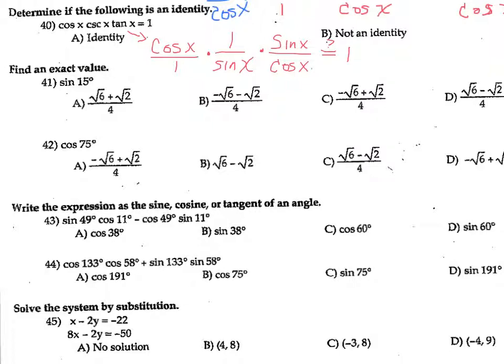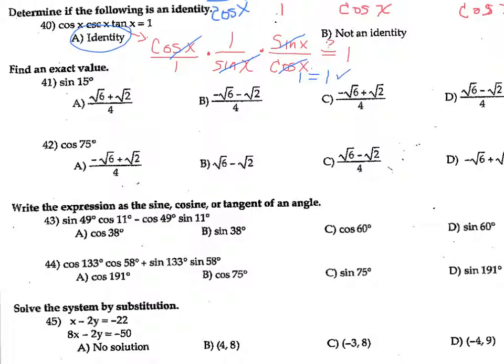What can you do on the left side? Can you simplify that a little? Yes, we can cancel out what? The sine with the sine and the cosine with the cosine. So is that equal to 1? Yes, so 1 equals 1, so it is an identity. So that's why it was A.